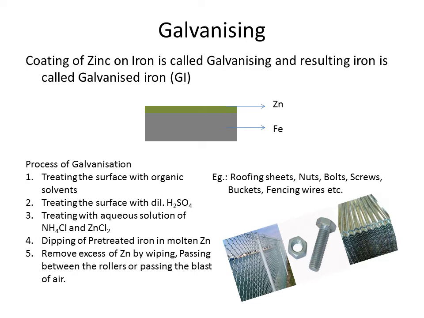That is, the base metal will be iron, and on that a layer of zinc will be coated. As long as zinc is there on the surface of iron, nothing will happen to that iron. This is how galvanized iron plays a very important role in preventing iron specifically from undergoing corrosion.